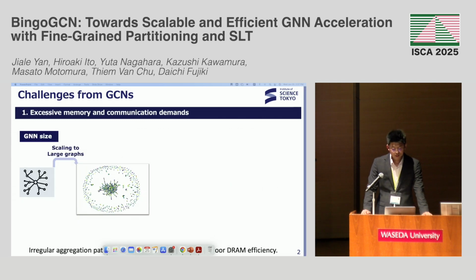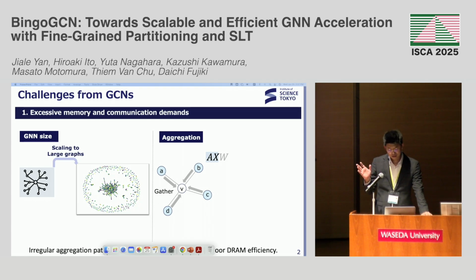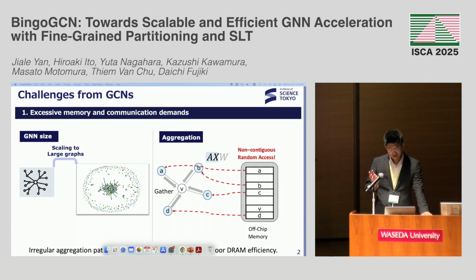As GNNs scale to large graphs, aggregation becomes a memory-bound bottleneck. The diagram shows a node V collecting its neighbors from node A to D. In hardware, this translates to multiple random DRAM accesses, since each neighbor might reside in a different memory location. And this is just for one node. For billions of nodes in web-scale graphs, this access pattern results in poor DRAM efficiency.